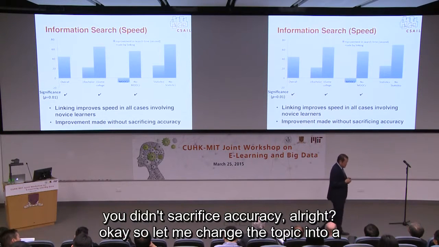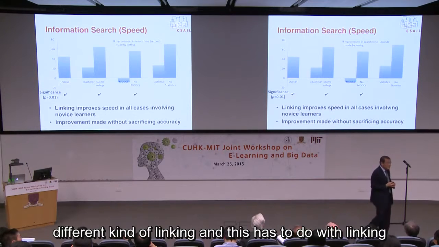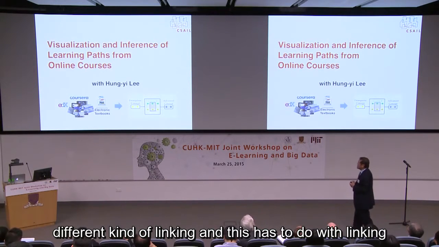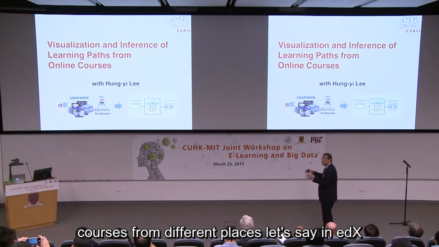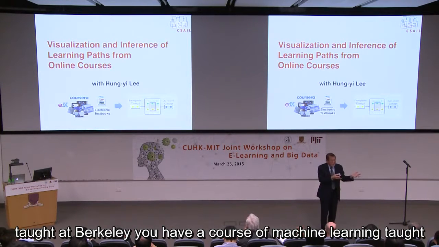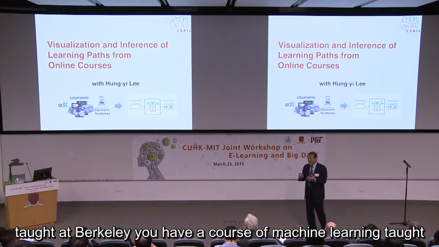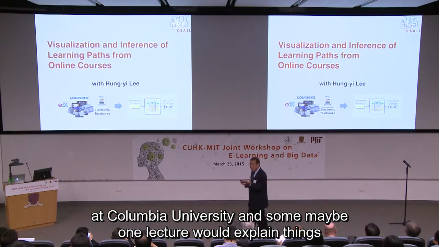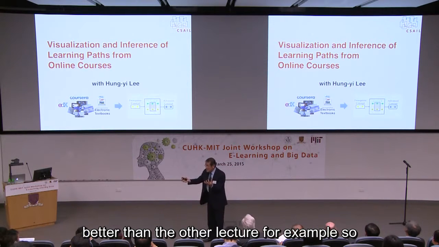Okay, so let me change the topic to a different kind of linking. This has to do with linking courses from different places. Let's say in edX, you can have a course on machine learning taught at Berkeley, and a course on machine learning taught at Columbia University. And maybe one lecturer will explain things better than the other lecturer, for example.